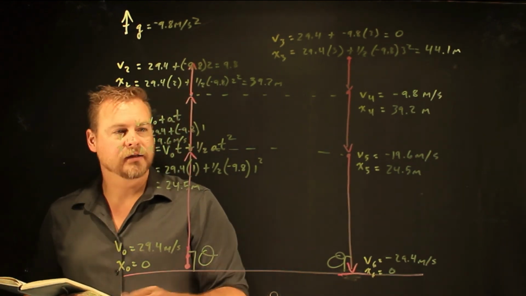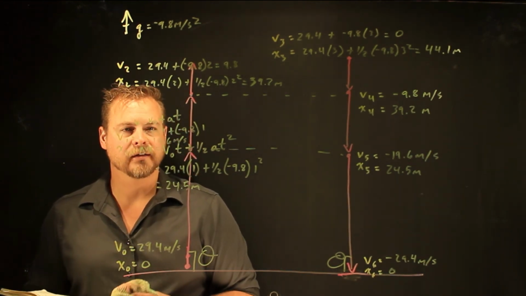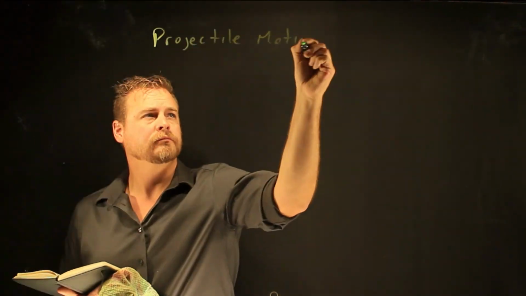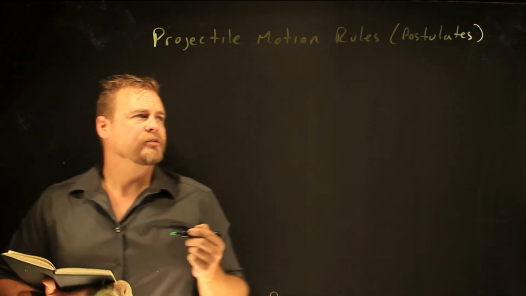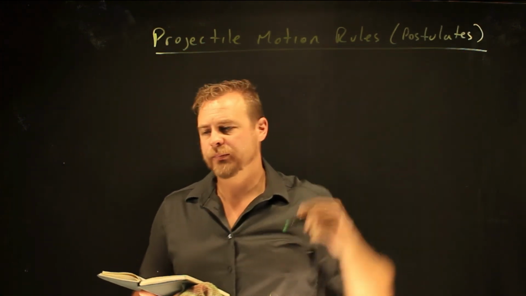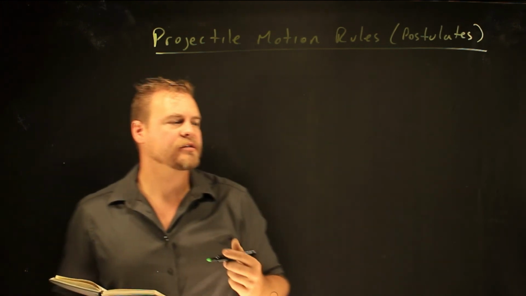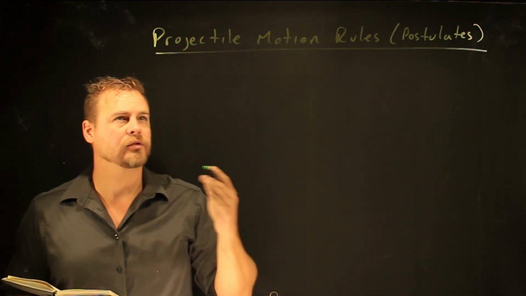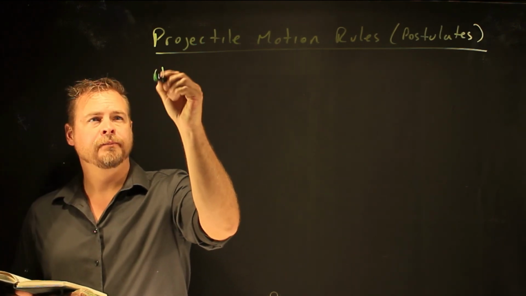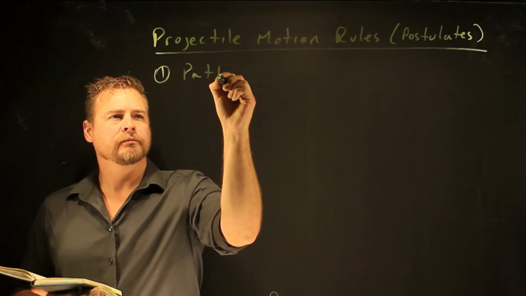So let's go ahead and list out all of the takeaways in projectile motion. You might see this word postulates pop up here and there. These are going to be the projectile motion rules. People have experimentally figured these out, mathematically proven these, and so they're the same all the time. The first one: the path is symmetrical.